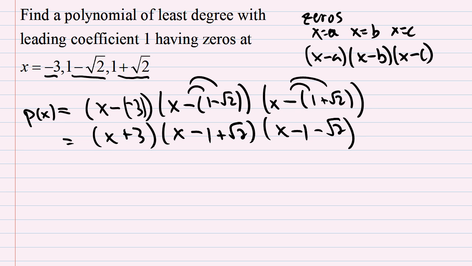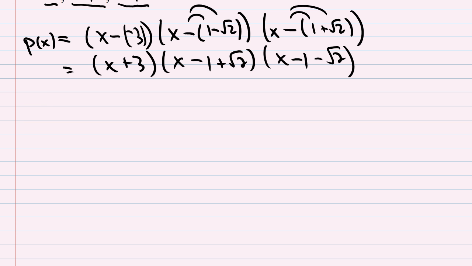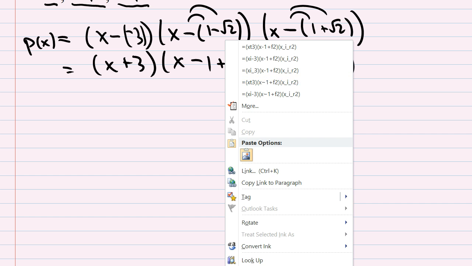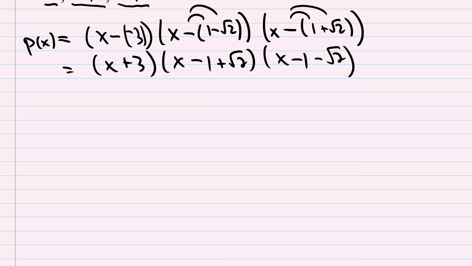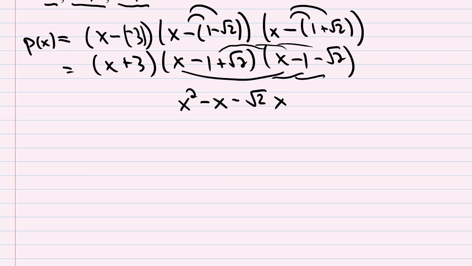Now, let's take the two parts, x minus 1 plus root 2, and x minus 1 minus root 2. In order to multiply that out, we're going to distribute. We're going to take x times all three of these and have x squared minus x minus root 2x. Then we're going to multiply minus 1 by all these and have minus x plus root 2x plus root 2. And notice how I wrote it. I wrote it in this manner so we can add vertically to combine the terms. That was a negative 1 times an x, a negative 1 times a negative 1.